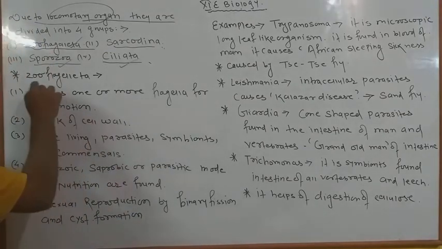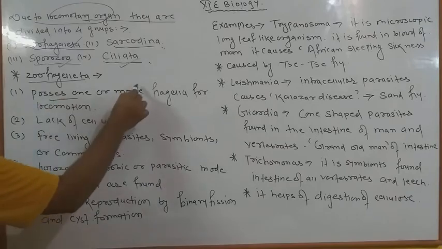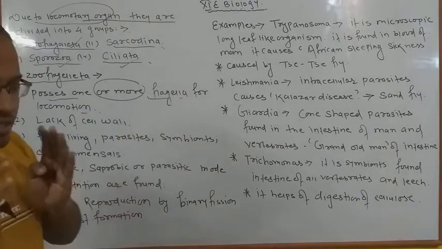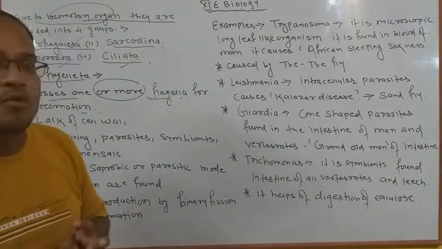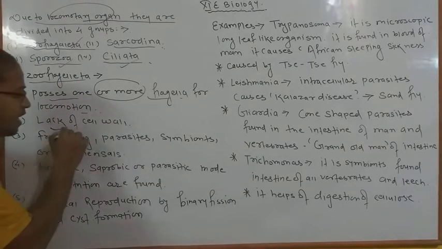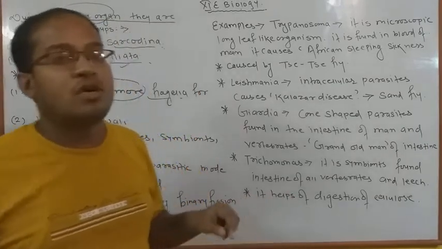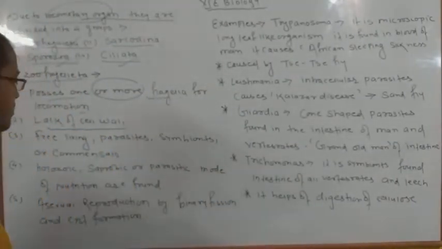Now, the first one is Euflagellata. Euflagellata means they possess one or more flagella for locomotion. It means the several types of organisms which carry one or more locomotory organs are called Euflagellata, but they lack a cell wall. इनमें cell wall नहीं होती है. Cell wall means outer covering, यानी protective layer, is absent in this type of organism.